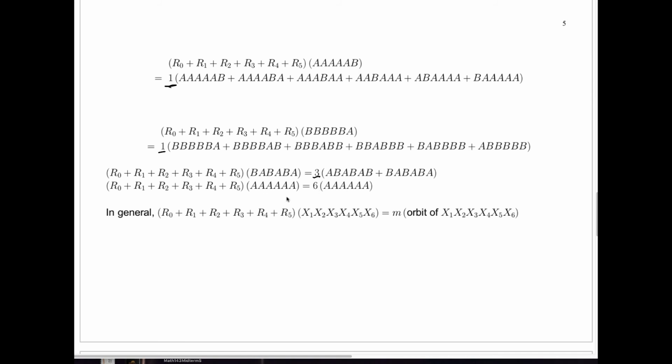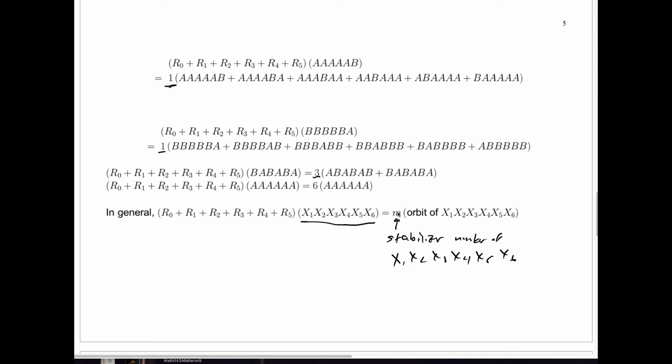In fact, it's not too difficult to see that if you apply all the rotations to any string at all, you'll get the entire orbit repeated several times, and that number of times by which the entire orbit is repeated, this number m here, is exactly the stabilizer number of this particular string. x1, x2, x3, x4, x5, x6.